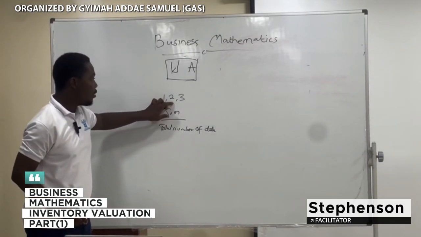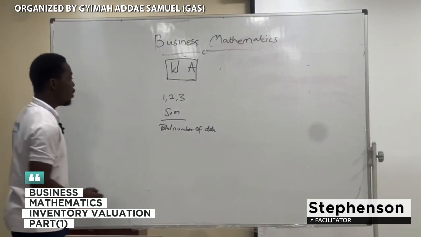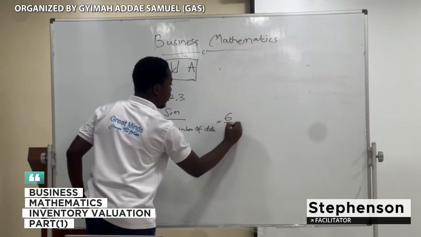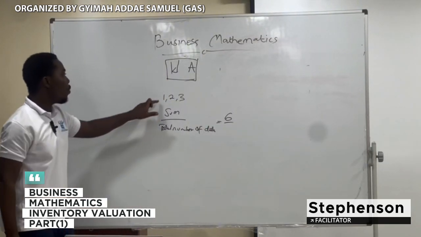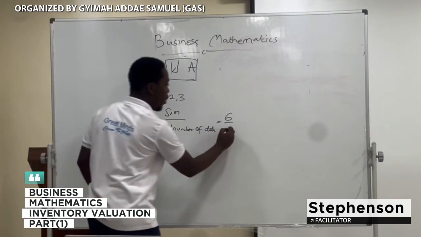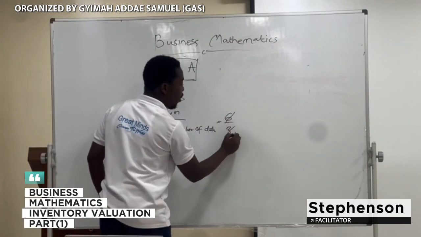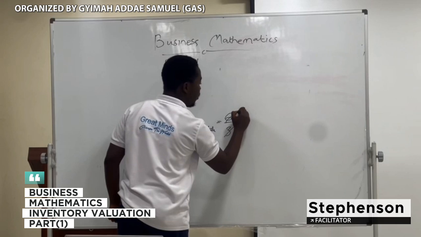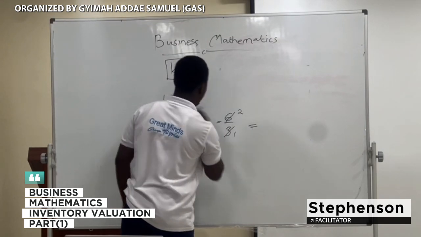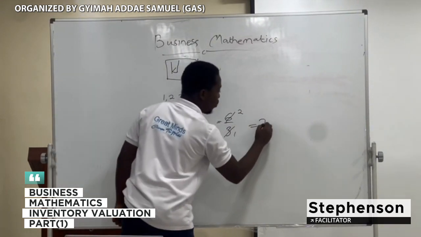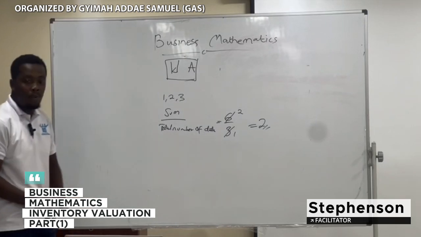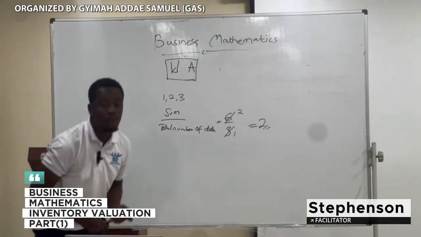So here 1 plus 2 is what? 3, right? 3 plus 3 is 6. What is the total number of data you are having here? 1, 2, 3, right? So 3. This goes here 1 time, itself 1, 6, 2 times. So the average for this data is 2. So that's basically what we mean when we talk about average.